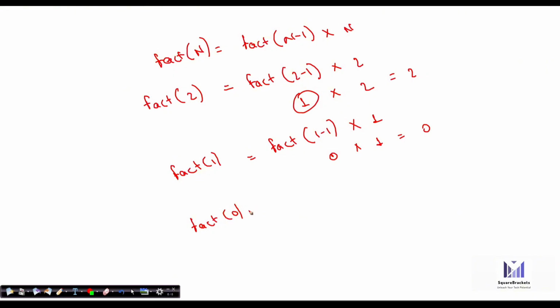Now, if you will go further, like if you will try to find out the factorial of 0, it becomes minus 1. So every time you will multiply something with 0, it becomes 0 at the end. So that's where we need a base case. Here we need a base case or a terminating case, so that we don't want to go further.